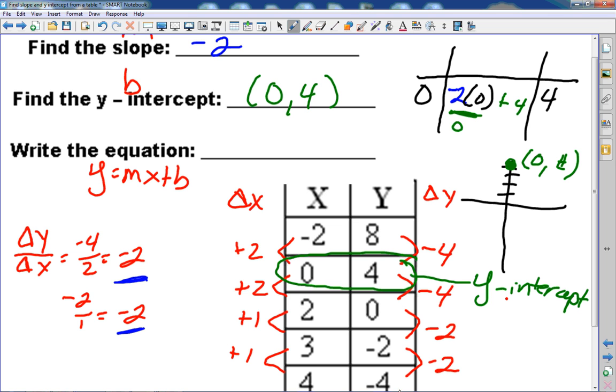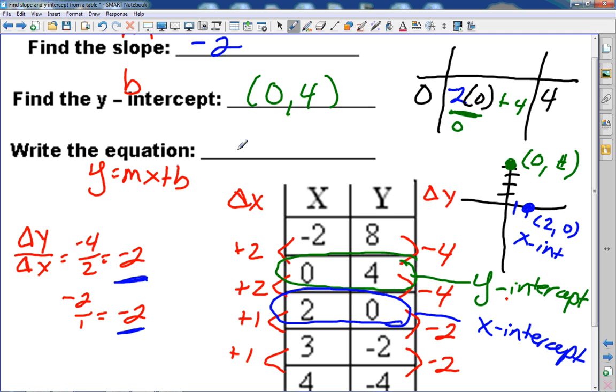Do you see any other intercept that could be right here already labeled? I do. I see this point right here. 2, 0, that's over here. 2, 0. That is called your x-intercept because it's where it crosses the x-axis. X-intercept.